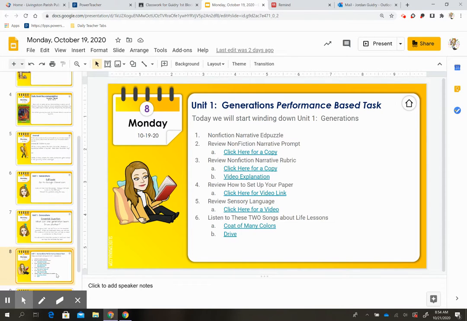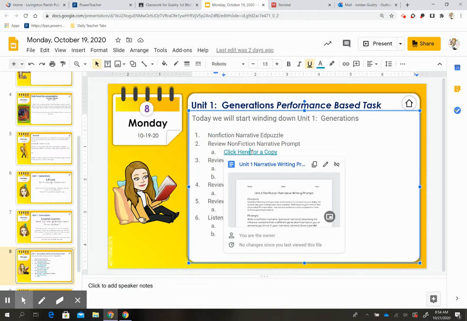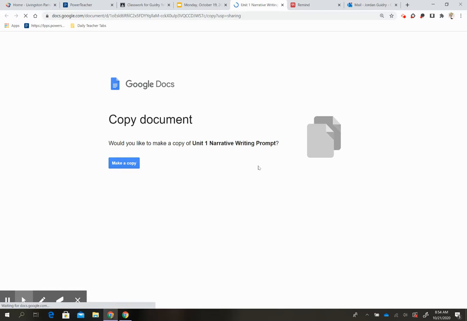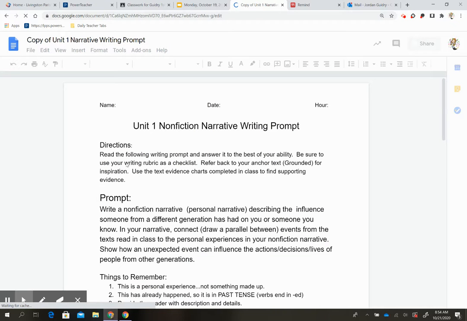Then we have Mondays, everything that we're doing. So you have Unit 1, Generations Performance-Based Task. Performance-based task is your narrative. It says Nonfiction Narrative Ed Puzzle, because we've already done that. Review your nonfiction narrative prompt. See where it says click here for a copy? If you hover over this with your mouse, this pops up and you're going to click on it. When you click on that, it's going to force you to make a copy. So you say make a copy, and it will automatically save it to your Google Drive for My Classroom.